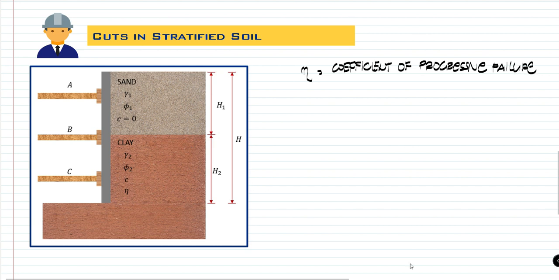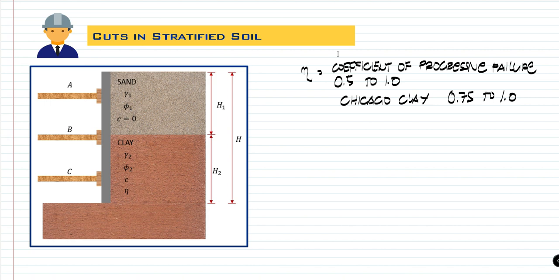So, iba-iba to. And this is varying depending on the problem. Ang values nito is ranging from 0.5 to 1.0. And sabi dito, kapag Chicago clay siya, that is ranging from 0.75 to 1.0. So, yan ngayon yung eta, which is the coefficient of progressive failure.